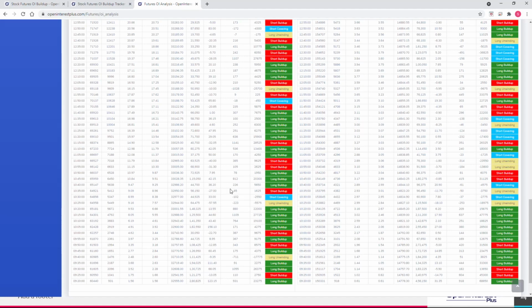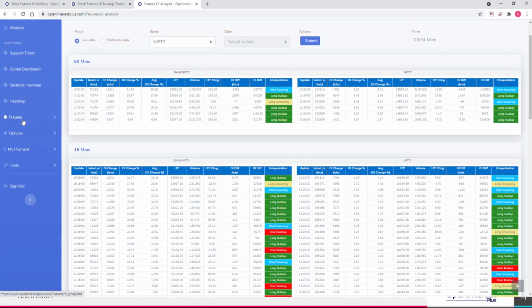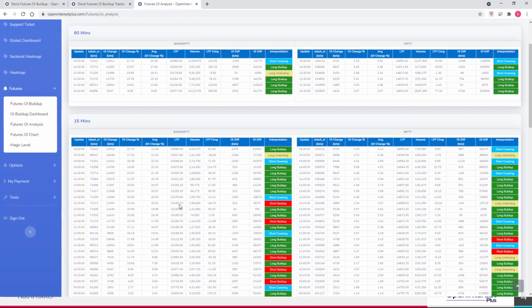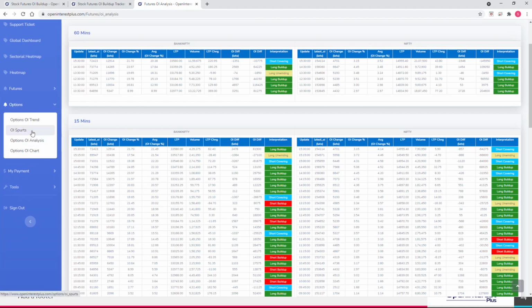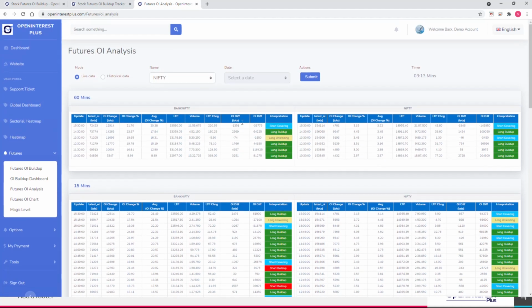There are a few more options available before jumping into that. For example, we'll have to look at the magic level chart, the OI spread, or the OI trend. We will look at all that information before completely jumping into a trade. So now we have covered the future OI analysis section.